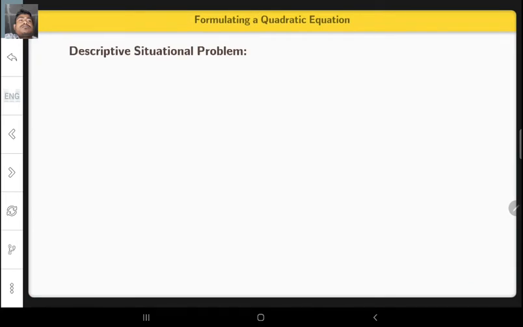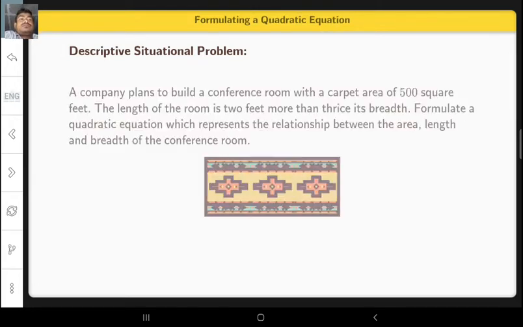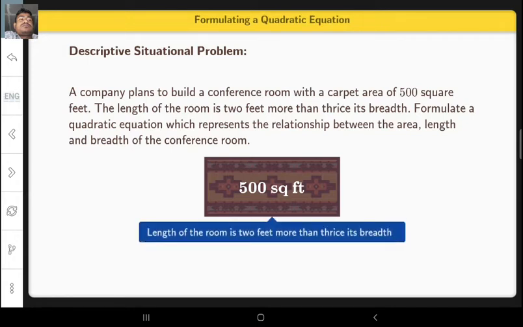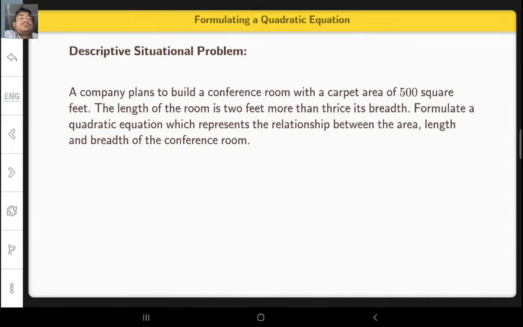Let's see how to formulate a quadratic equation when we have a descriptive situational problem, also called a word problem. A company plans to build a conference room with a carpet area of 500 square feet. The length of the room is 2 feet more than thrice its breadth. Formulate a quadratic equation which represents the relationship between the area, length, and breadth of the conference room.